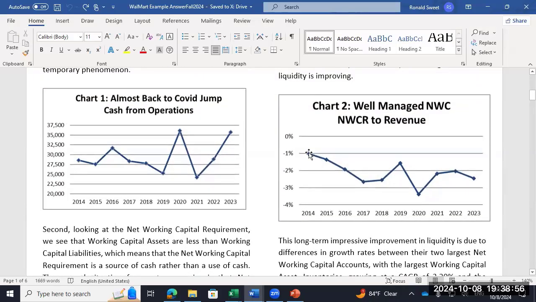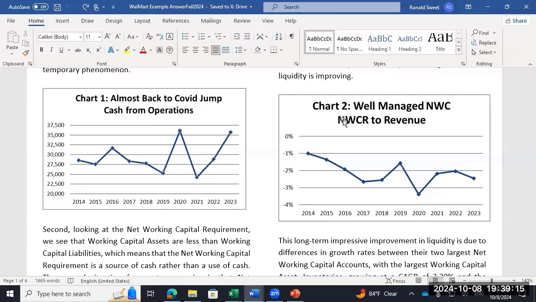On this one, the first thing you can look at is, is it positive or negative? So what I do is I take your net working capital requirement and compare it to revenue. I used to compare it to CFO, and it makes more sense to compare it to CFO, but the problem with CFO is it can be negative. Revenue can't be negative. So what we're trying to do is compare it to something.